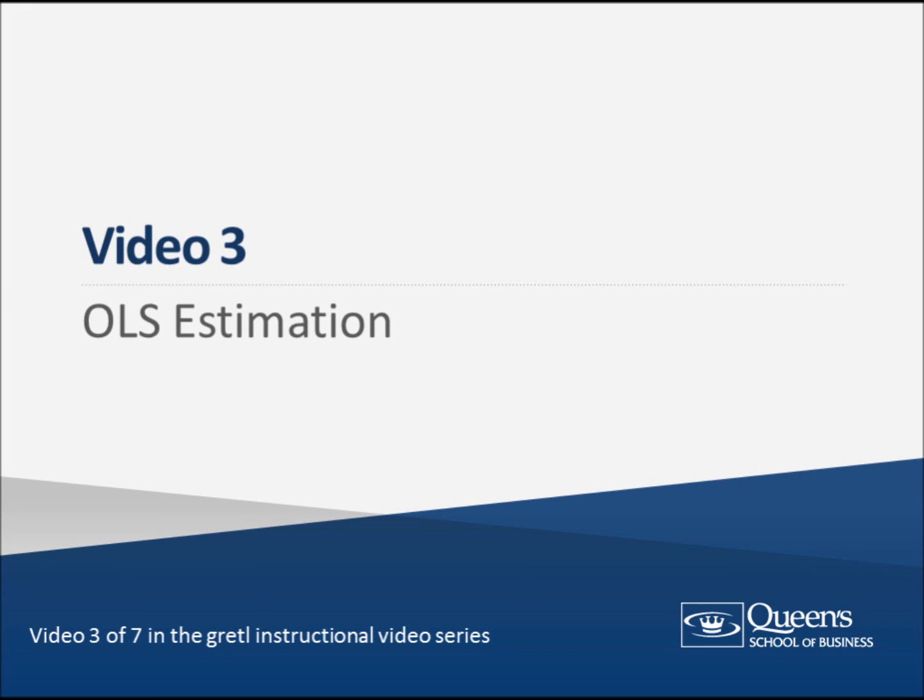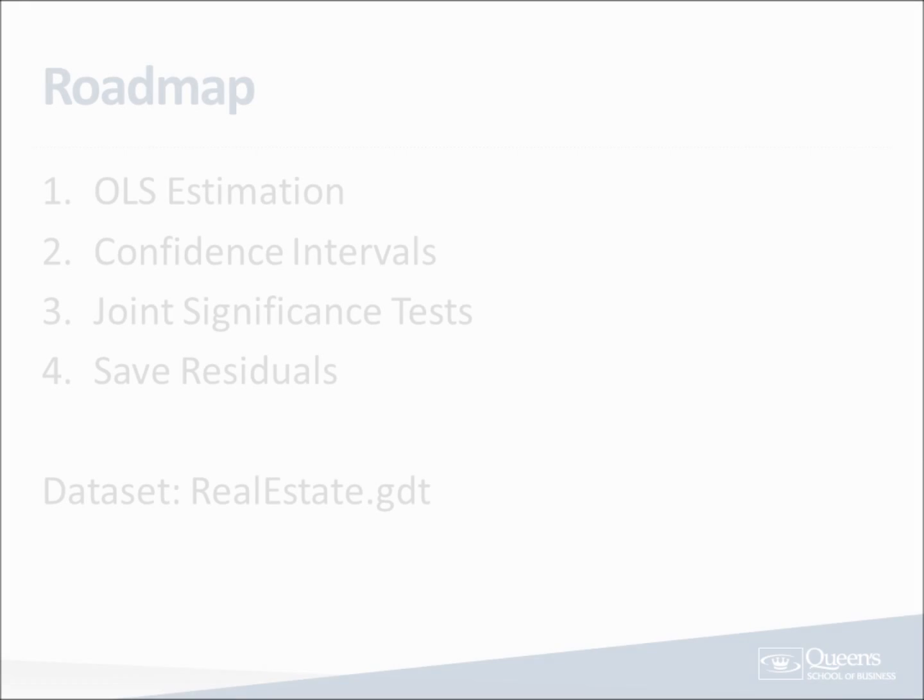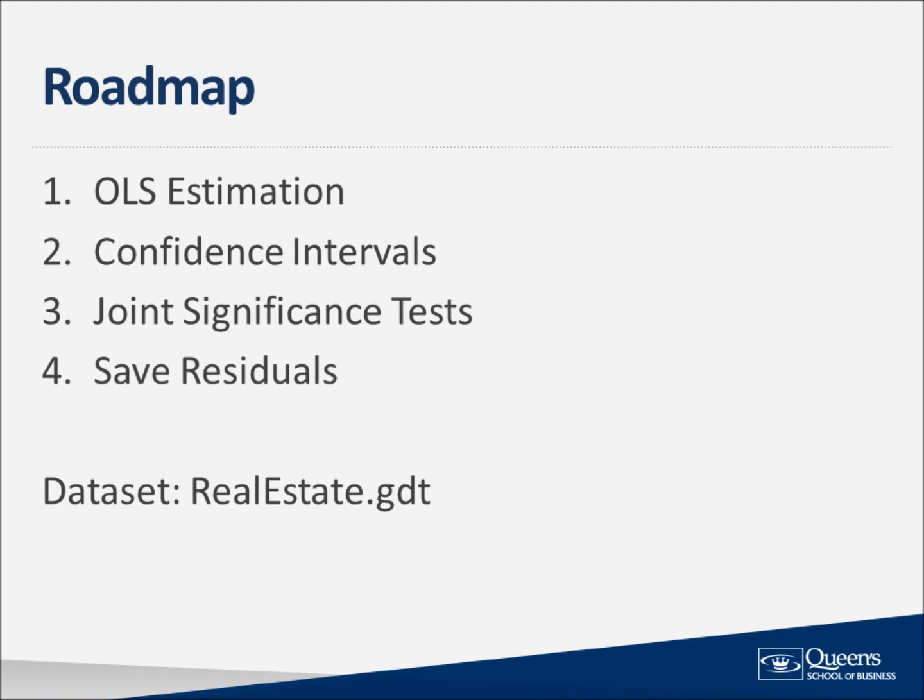In this video, we will be learning how to use gretl to estimate an ordinary least squares regression and interpret the results. The only file you will need to follow along with this video is the gretl file real estate. The four items that we will learn in this video are how to perform an ordinary least squares estimation, how to create confidence intervals for the coefficient estimates, how to perform joint significance tests, and how to save the residuals.